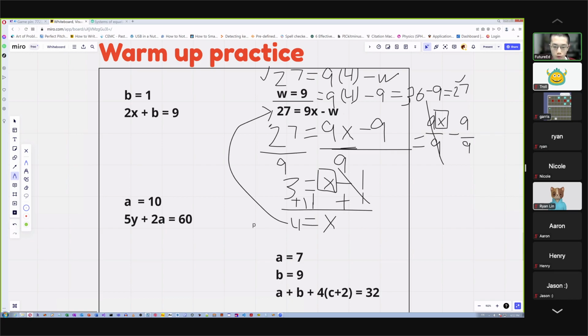So most of the problems we've just been doing were pretty simple, right? We were basically given a variable, plugged it in, and then solved it as we would a two-step equation. But now we have something a little bit different. Any volunteers who'd like to tackle this somewhat challenging problem? It's the third one down here. So a equals 10, 5y plus 2a equals 60.